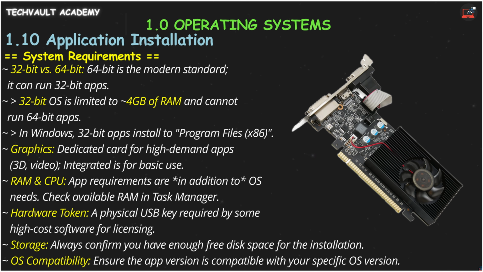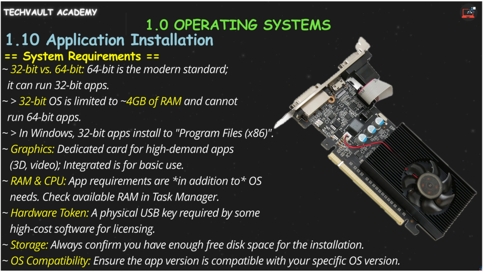Next, graphics. For basic tasks, the integrated graphics built into the CPU is fine. But for demanding software like 3D modeling or video editing, you'll need a powerful, separate, dedicated graphics card with its own VRAM, or video RAM. Always check the RAM requirement. And remember, the number listed is just for the app itself.